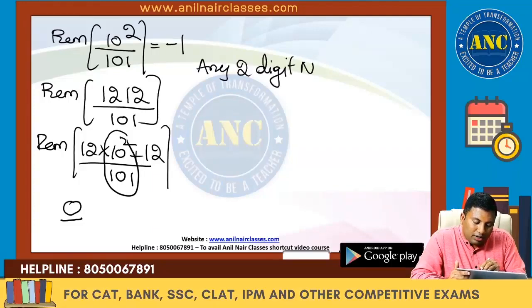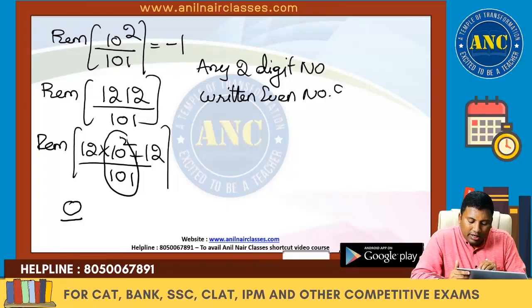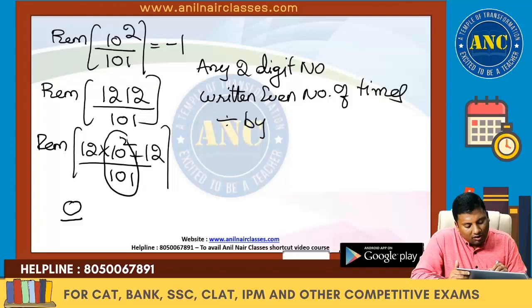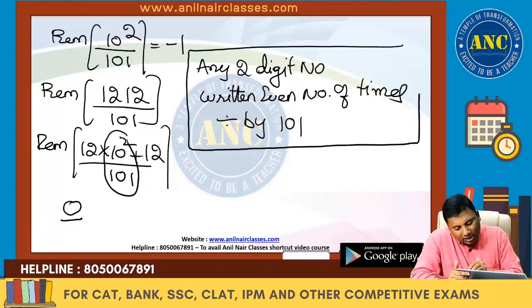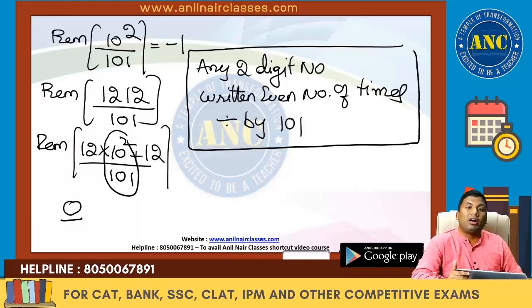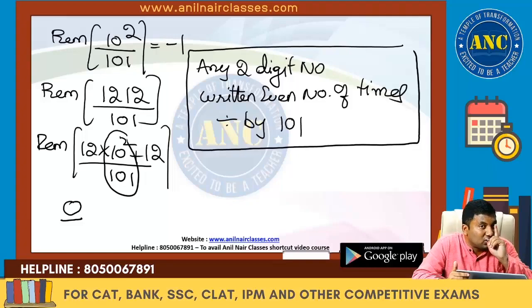That means any 2-digit number written an even number of times is always divisible by 101. Extremely important point. Whenever you are struggling in some of the counting-based problems, 101 will come into the picture.